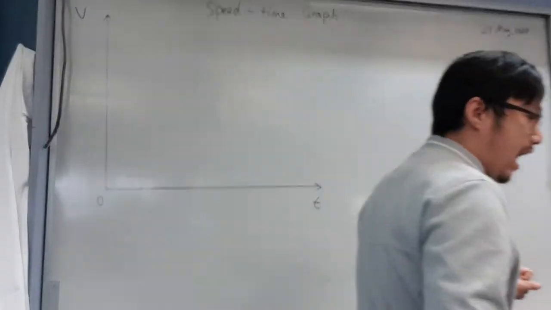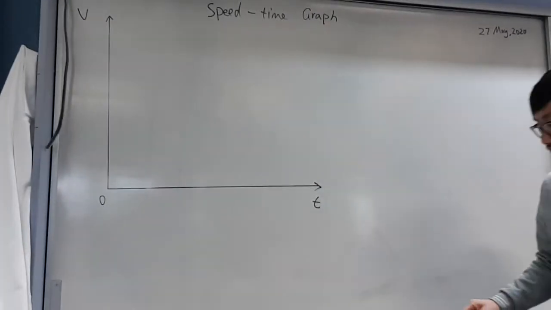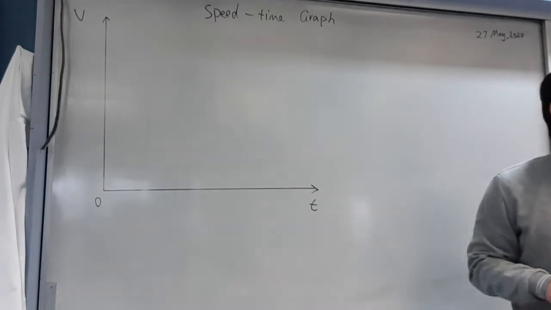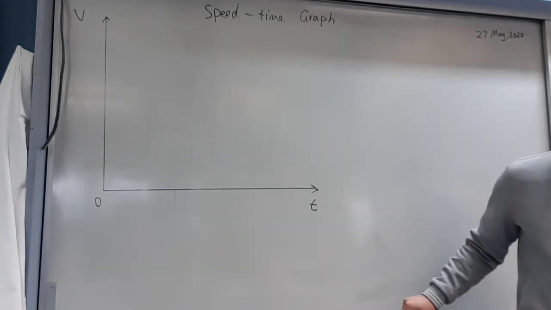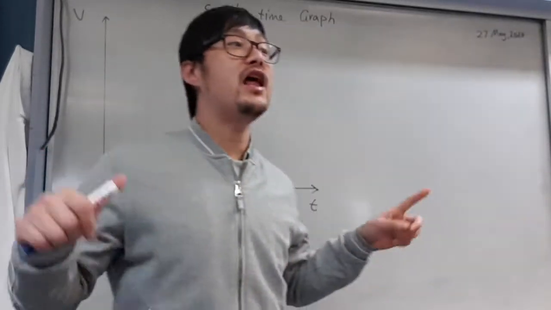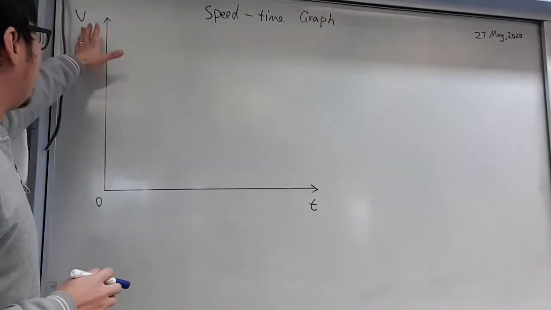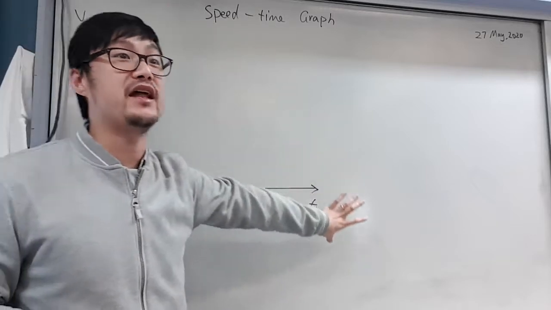Have a look at this graph. As I mentioned last time, when we have a graph, what is the most important thing? Yeah, to read the labels, right? To read the label, because the label tells us what it is. Okay, this label tells us it is speed and time, right?